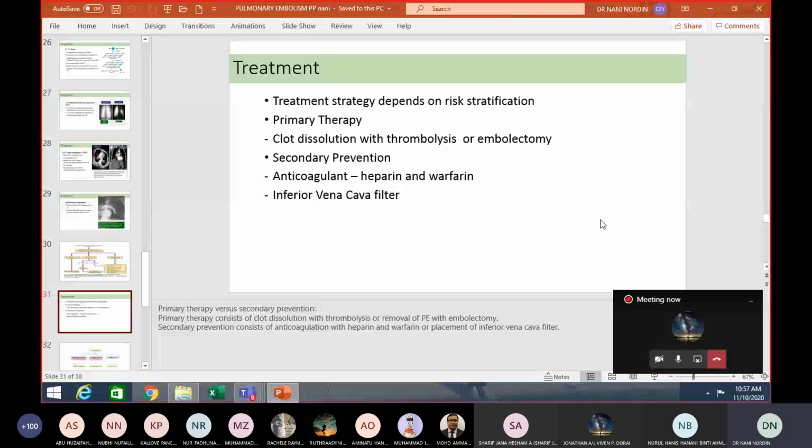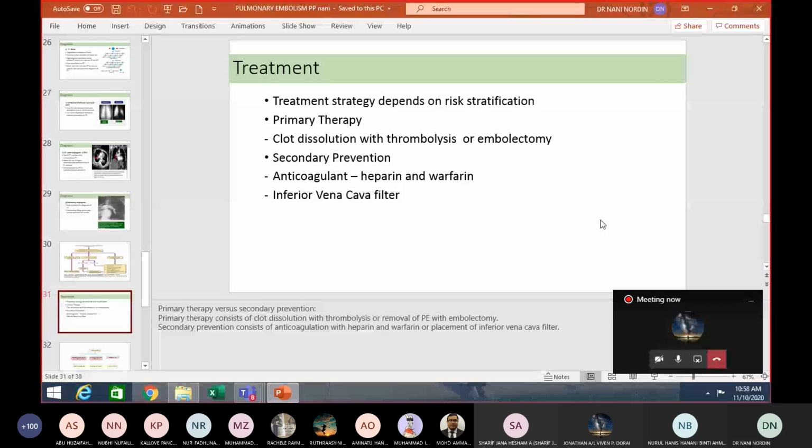Because we say the small clot can dissolve by itself with natural inhibitors. So you want to prevent further clotting so that the clot will remain small and easy to dissolve. Okay, so you can give anticoagulants such as heparin and warfarin, or you can give what we call an IVC filter.